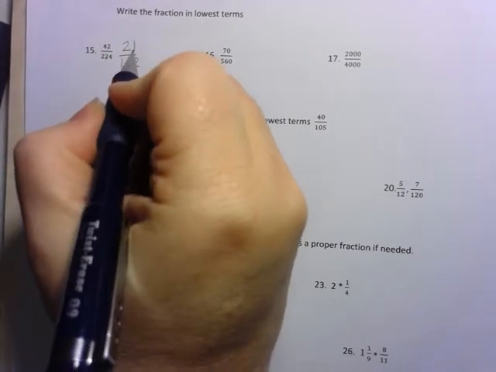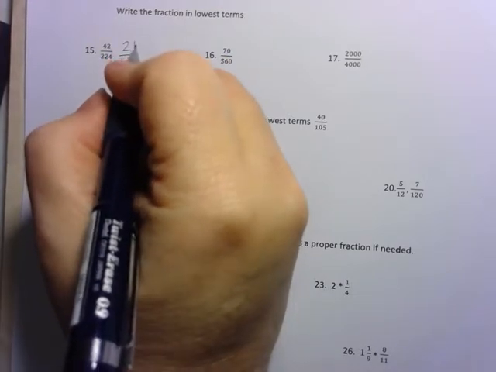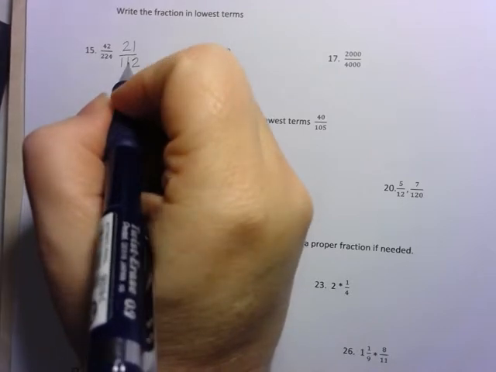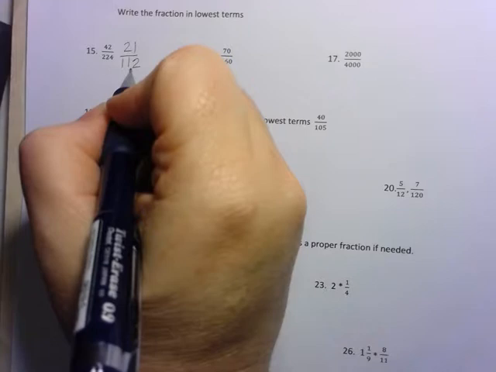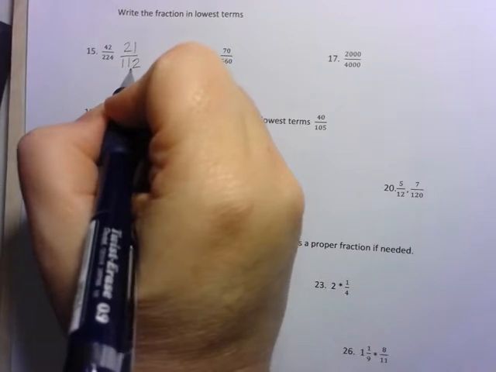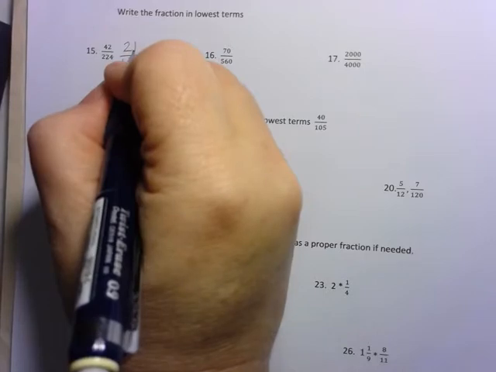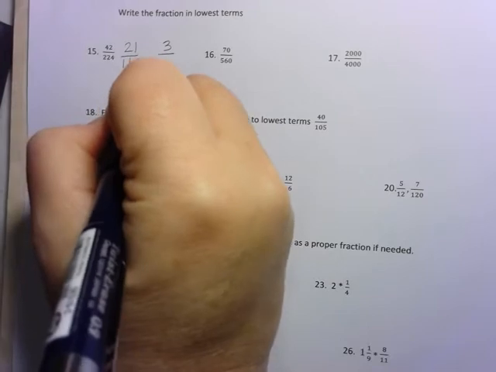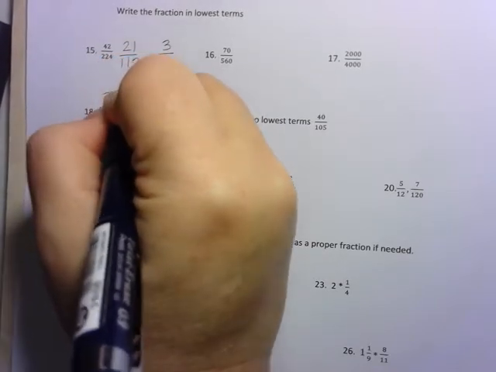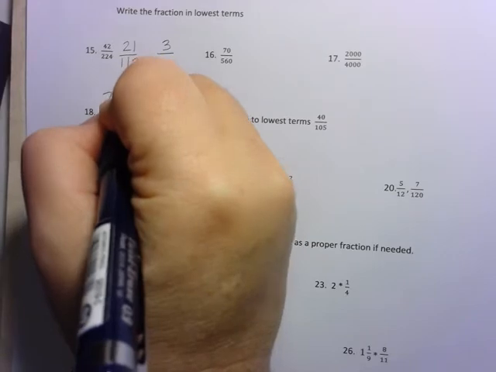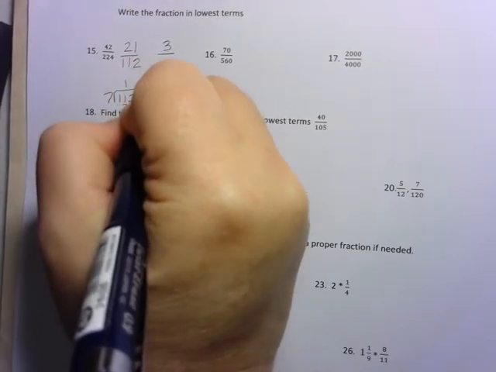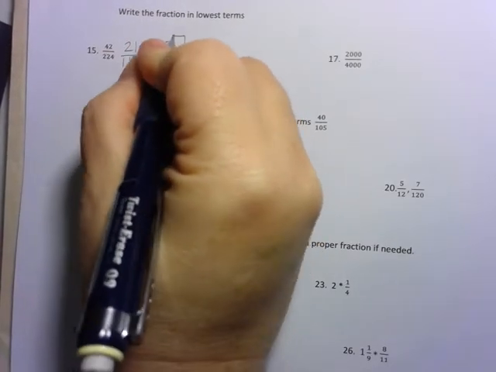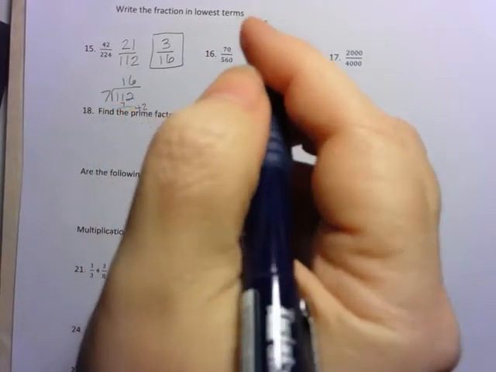Now I know the only factors of 21 are 7 and 3, so I check to see if this is divisible by 3. It is not. I check to see if it is divisible by 7. It is. 7 goes into 21 3 times, and 7 goes into 112 16 times. So in lowest terms, this is 3/16.